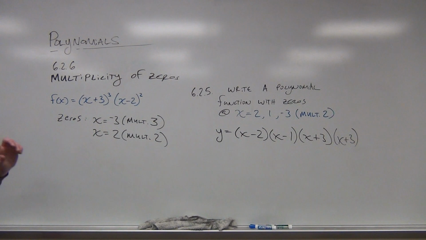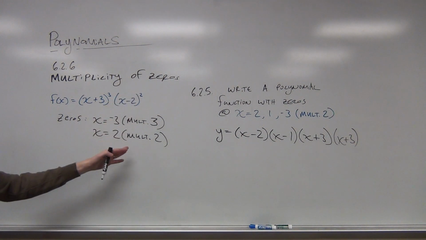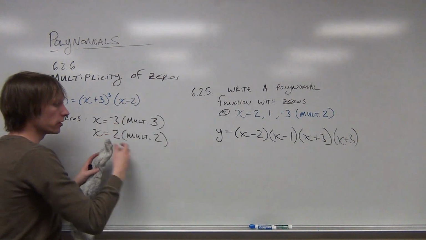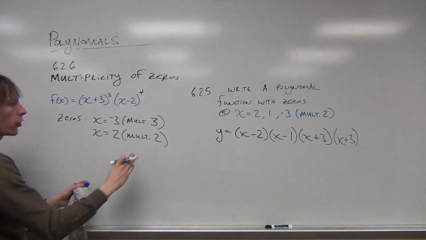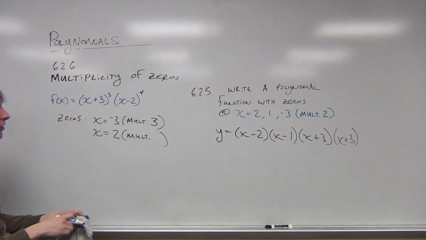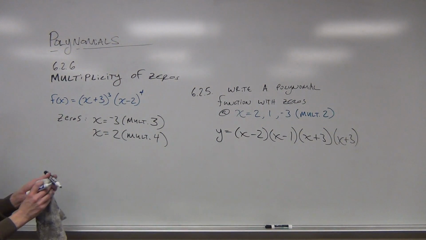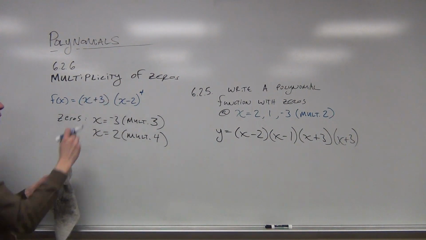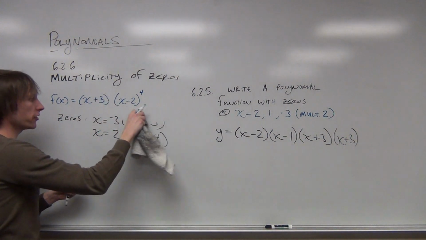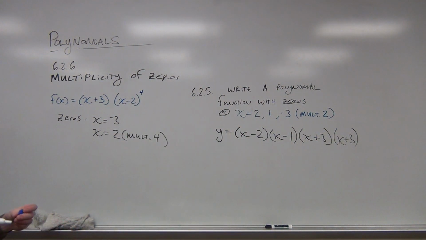Maybe the 3 and the 2 was a bad example, because now you're like, well, there's a 2, so there's a 2. Is that what we're saying? If I made this a 4, let's say I said it was x minus 2 to the 4th power, then we would have x equals positive 2 with a multiplicity of 4. If I said that this was x plus 3 with no exponent there, we would just say that x is equal to negative 3, and we wouldn't list that it's a multiplicity of 1, because that's not multiplicity, that's just a singular root.